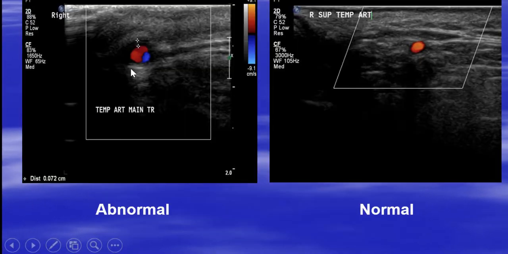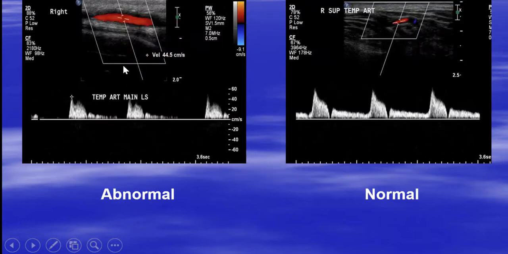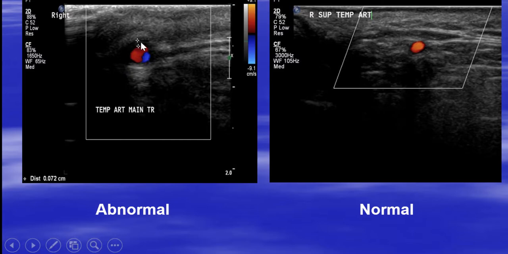And here's an example of an abnormal vessel. This is the wall here. It's got a big hypoechoic donut around it, and you can see that's 7.2 millimetres. Even just looking at that yourself, you would know that that's not normal. And on the other side here is just a normal vessel.